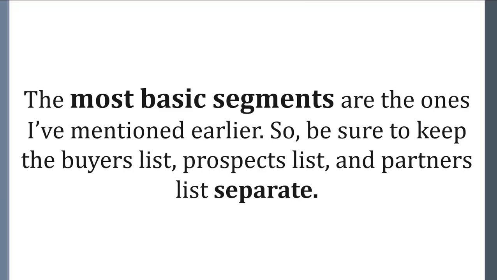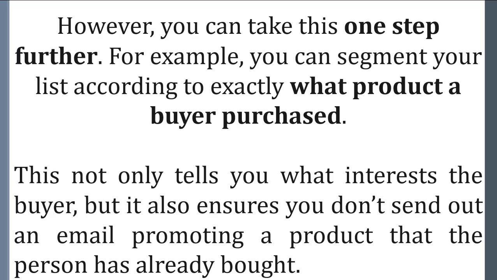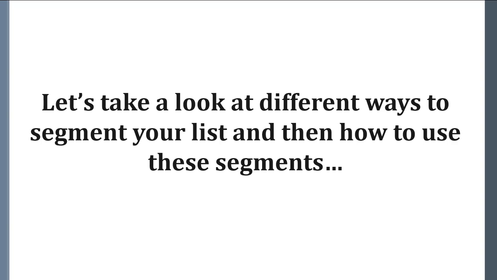Now, the most basic segments are the ones I've mentioned earlier, so be sure to keep the buyers list, prospect list, and partners list separate. However, you can take this one step further. For example, you can segment your list according to exactly what product a buyer purchased. This not only tells you what interests the buyer, but it also ensures you don't send out an email promoting a product that the person has already bought. So let's take a look at different ways to segment your list and then how to use these segments.